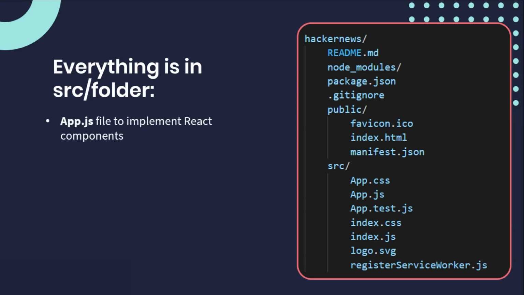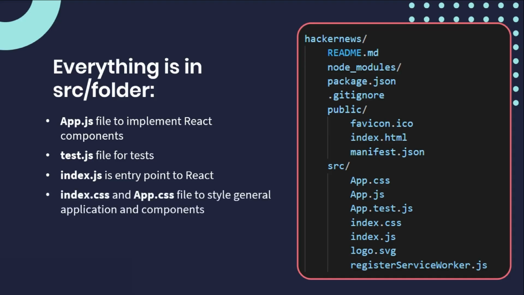It will be used to implement our application, but later we might want to split up our components into multiple files, whereas each file maintains one or a few components on its own. We'll also find a test.js file for our tests, and an index.js as an entry point into the React world. We'll get to know both these files in later lessons. And in addition, there is an index.css and an App.css file to style our general application and our components, and they all come with default style when we open them.